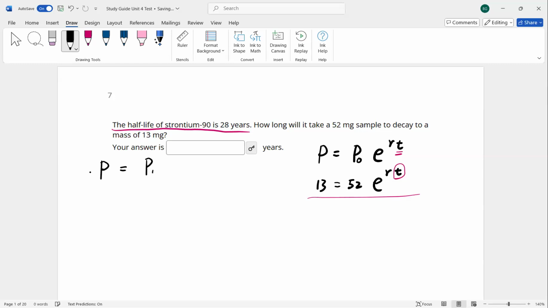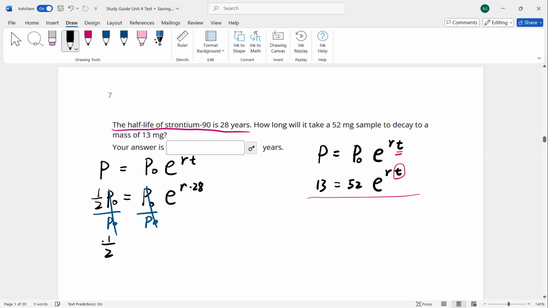Formula again, P equals P sub 0 e to the power rt. Half-life is 28 years. That means after 28 years, when t equals 28, the mass of the sample becomes half of the initial mass, right? When t equals 28, P equals half times P sub 0. In this equation, since both sides have a factor P sub 0, if we divide each side by P sub 0, we can cancel the P sub 0, right?